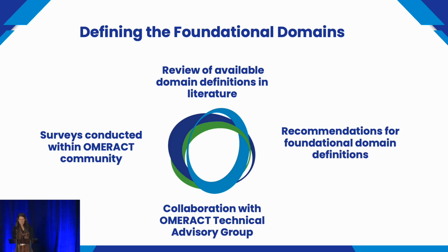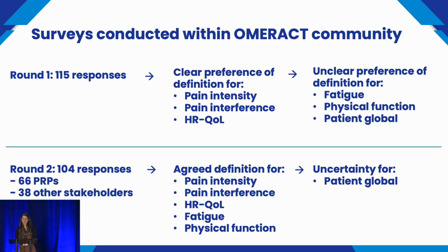We then created a survey with the different definition options for each domain, and we pilot tested these with the OMERACT Technical Advisory Group. The survey was sent to the OMERACT community, asking them to rank the definitions in order of relevance. And we also asked for other suggestions for domain definitions as well as general comments. So we received 115 responses from this first round, and based on these responses, we sent a second survey to the community. We provided a brief description of the results from the first round.